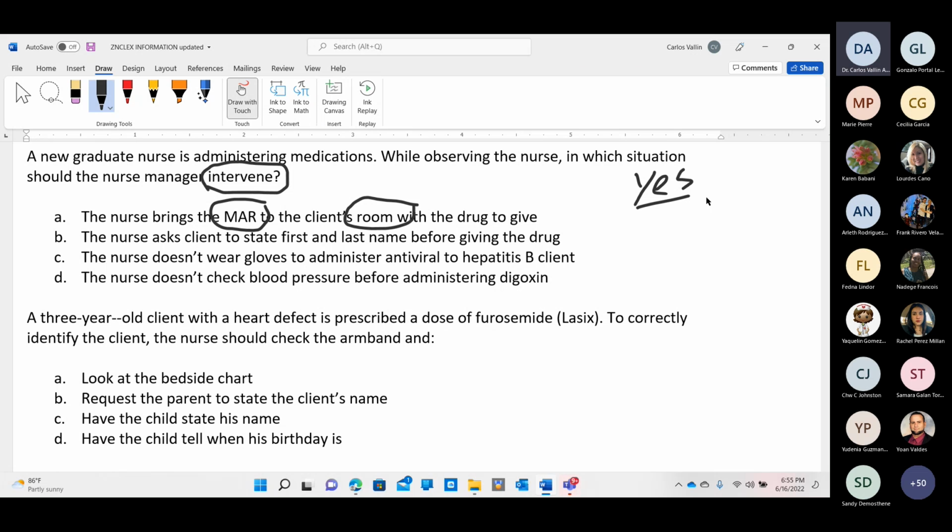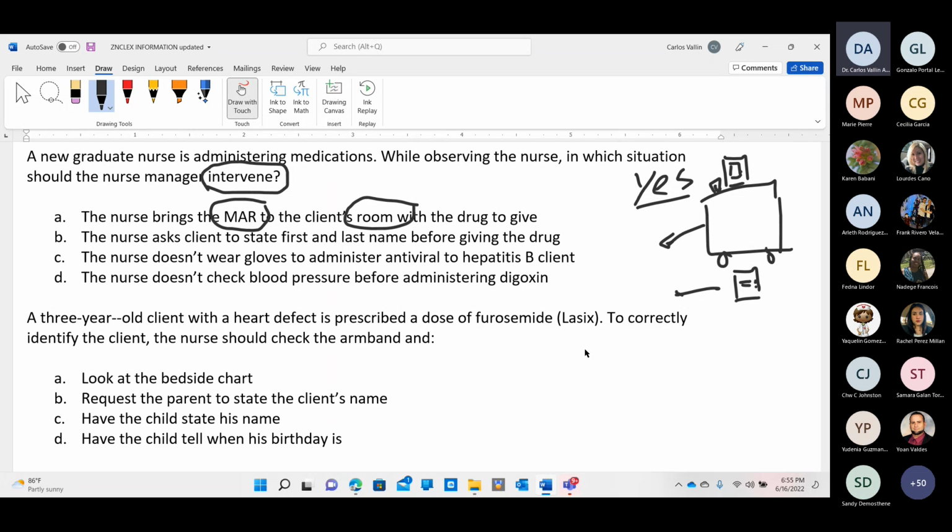If it is an electronic medical record, you have it on a computer, usually on a cart, and you enter the room with your cart and your computer, and there you have the MAR, the medication administration record, and then you have a scanner, etc. And if it's in a facility that only has a paper MAR, then you take the page and enter the room with the page of the MAR.